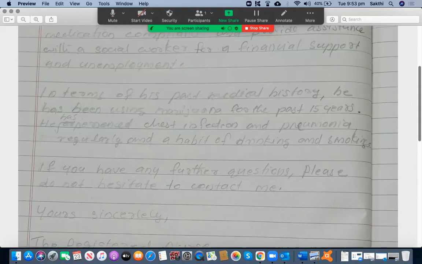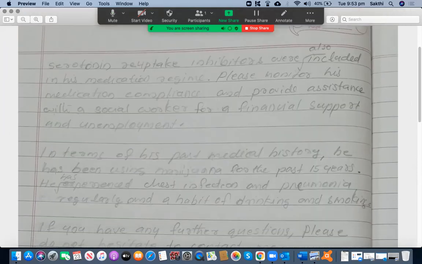Selective serotonin reuptake inhibitors were also included in his medication regime. That's okay. Please monitor his medication compliance. That's good.